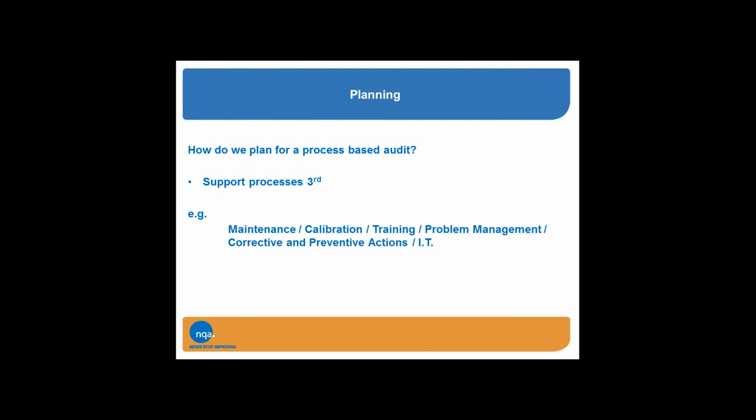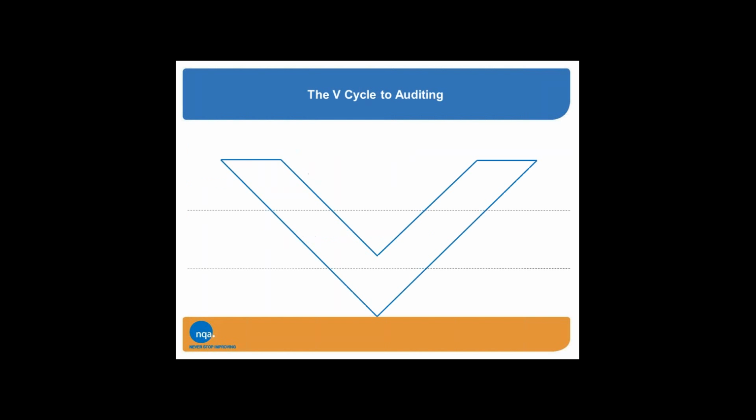Now, a really useful method to plan this information is by using the principles of the V-cycle to auditing. Some of you may have seen this before, but let's take a quick look. If you populate it in a sequence that you have determined utilizing the principles around management-oriented processes first, customer-oriented second, and support third, then it may look something like this.